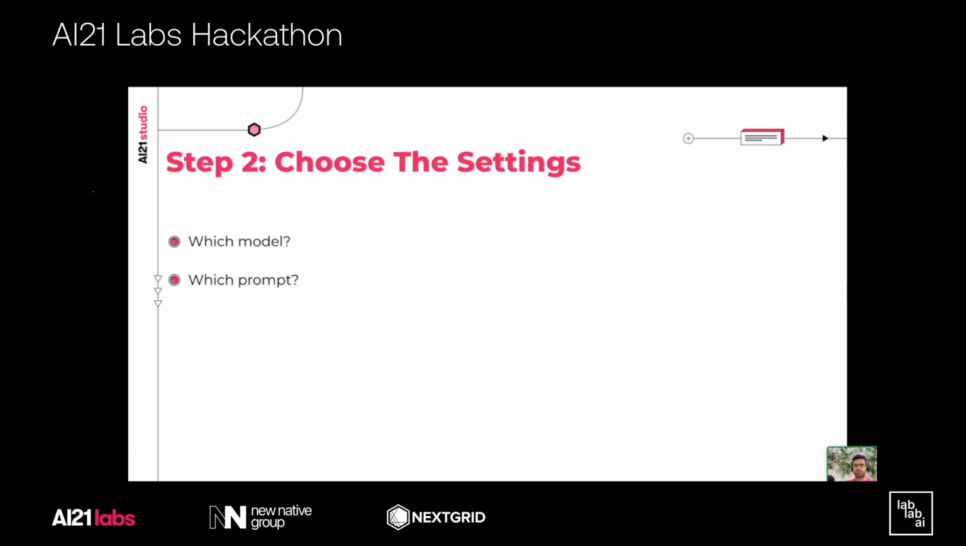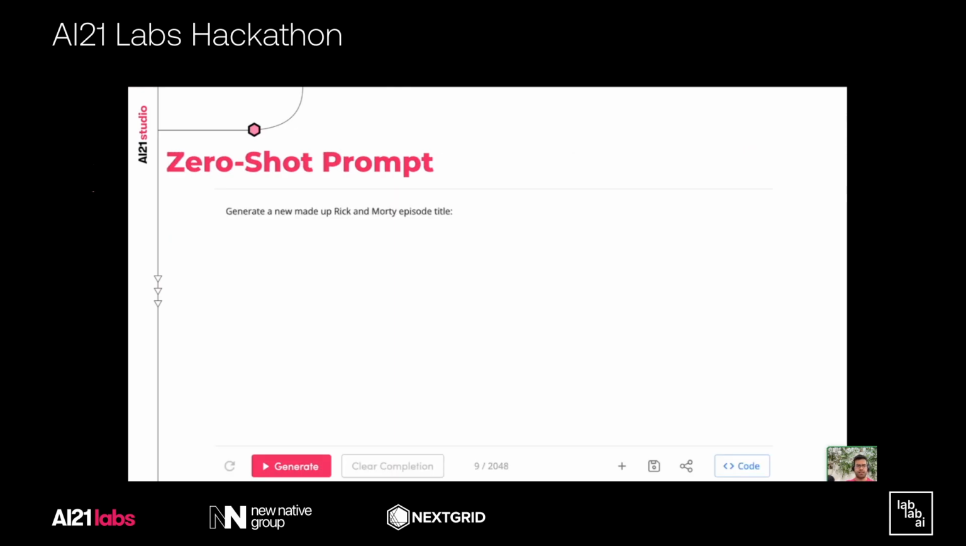Step number 2 is choosing the settings, where the 2 important parts are to figure out which model we want to use and which kind of prompt we want to use. Okay, and this is something that will not just remain the same from step 2 all the way. You can just start, and you have to test several things. But let's discuss now what prompts look like and what are the available models that we have.